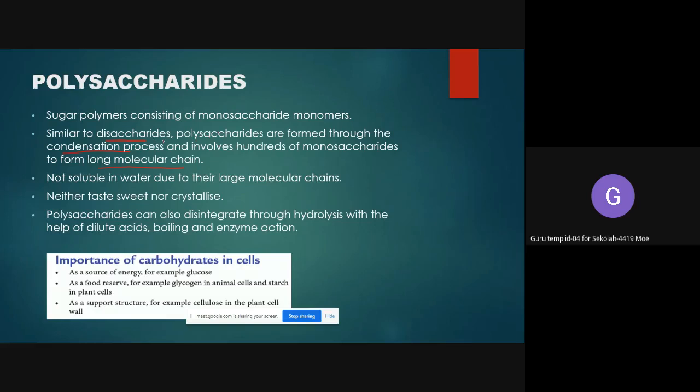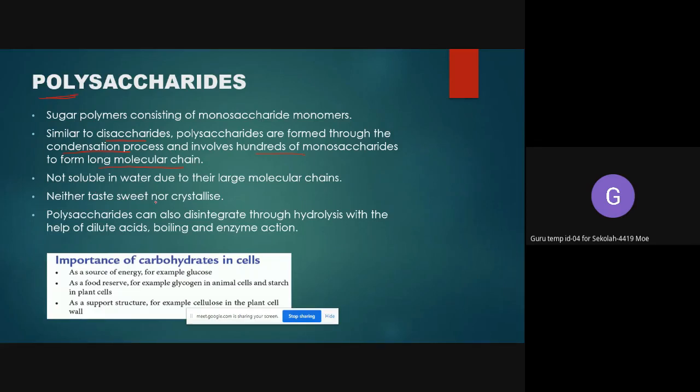Polysaccharide ni macam disaccharide juga. Dia terbentuk melalui proses condensation, tetapi kalau disaccharide kan dia terbentuk melalui dua monosaccharide. Kalau polysaccharide ni dia terbentuk melalui hundreds of monosaccharides to form long molecular chain. Tengok nama dia pun polysaccharide. Poly means banyak. Not soluble in water due to their large molecular chain.